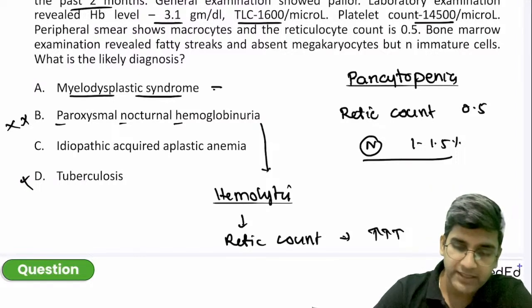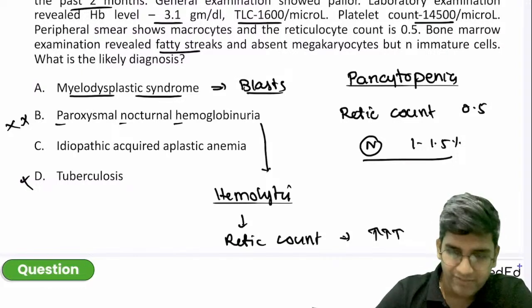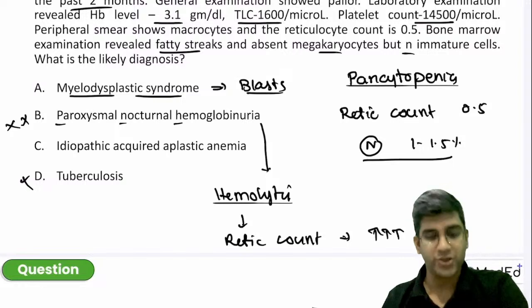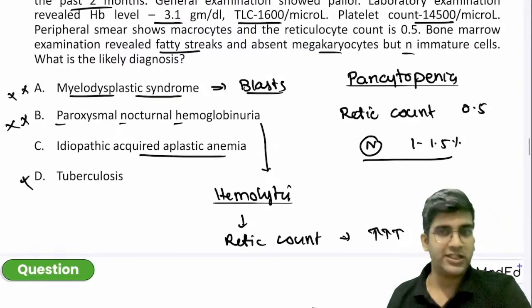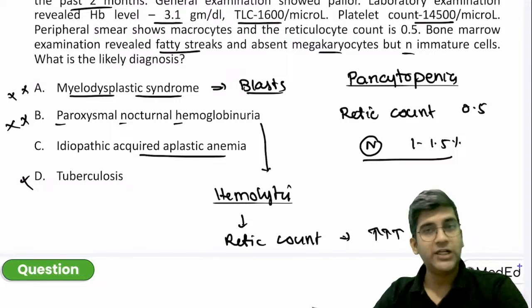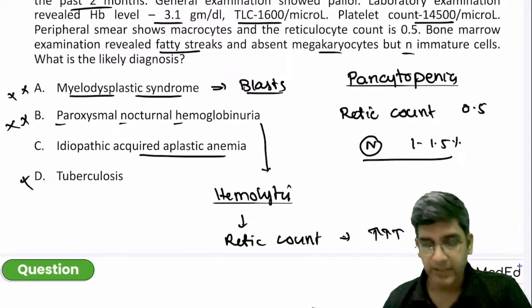Myelodysplastic syndrome will have blasts in microscopy. It's a dysplastic syndrome. Again, not the answer. So the only one left here is aplastic anemia, right? There are multiple things to remember here. The retic count is an important parameter for assessment of aplastic anemia. It's the only disease with reticulocytopenia, right?